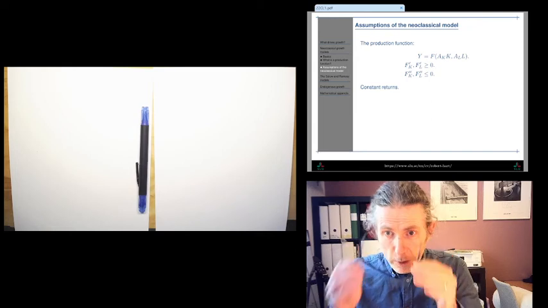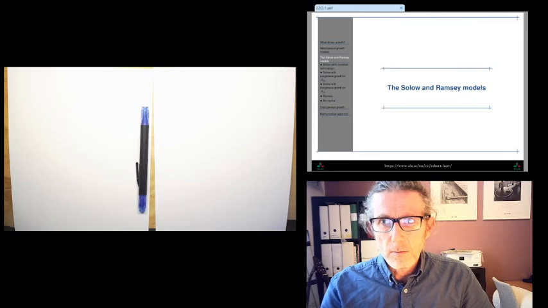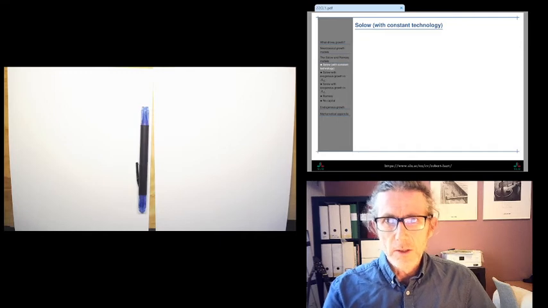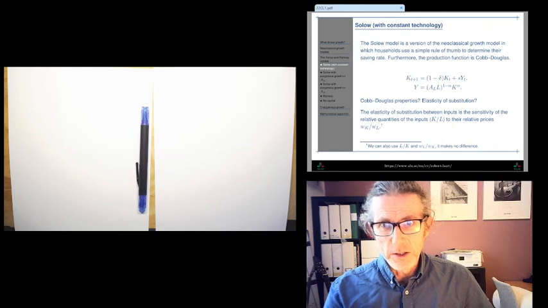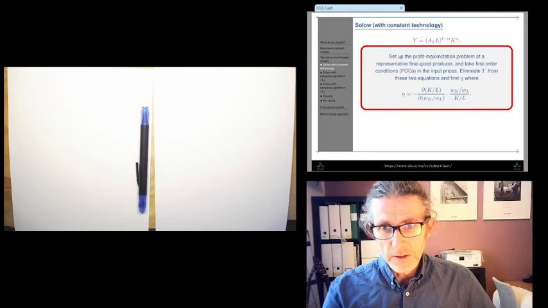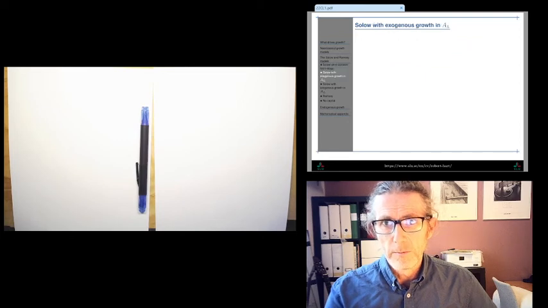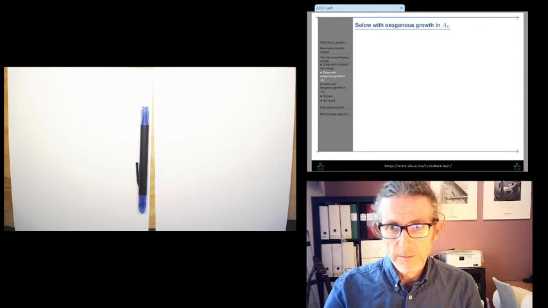Then we looked at the assumptions of the neoclassical model. Right, and then we got on to Solow and Ramsey. Solow being a special case of neoclassical. And we started with constant technology, which is very straightforward. We looked at constant elasticity substitution, and then we set up this picture, which we're going to talk about. Right, and then we got to Solow with exogenous growth in labor productivity AL.